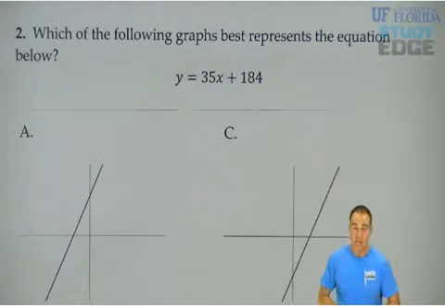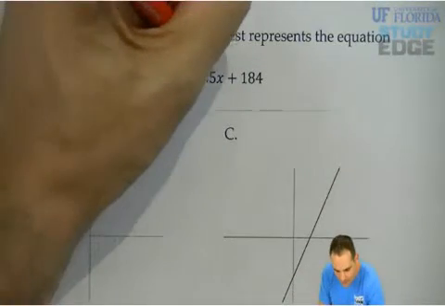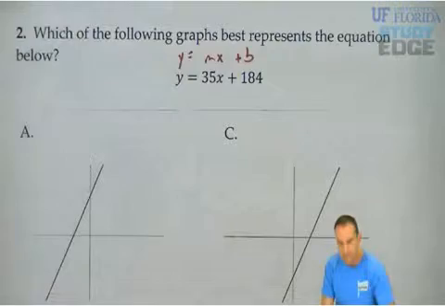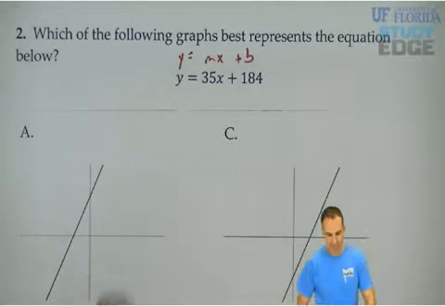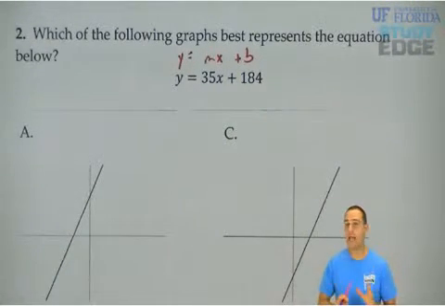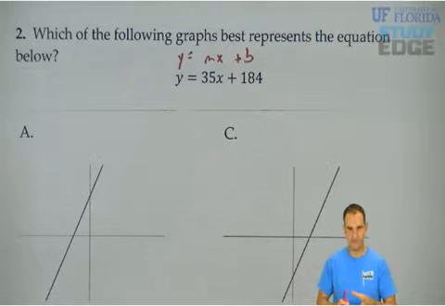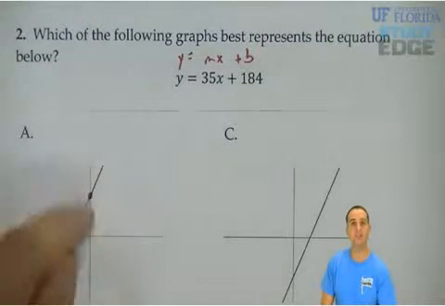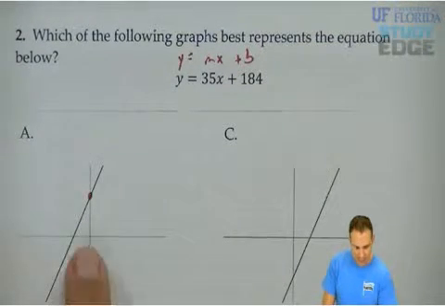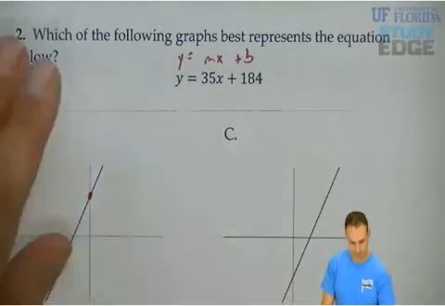Meaning, here we have y equals mx plus b. Remember, we begin with our b. Our y-intercept is 184, which means our y-intercept is positive. Answer choice A: we know our y-intercept is positive. It's on the positive y-axis because we can see the origin right here.